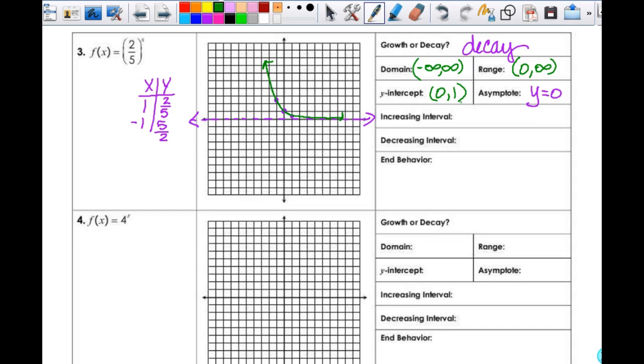Then, are we increasing anywhere? No, we're decreasing on the whole thing. So this is none, and then we're decreasing from negative infinity to infinity.